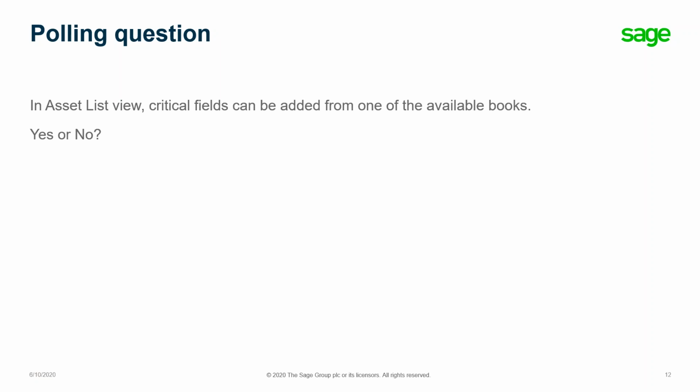Okay, so the correct answer here is yes. So only one book at a time can be shown, but all 5 critical fields plus 7 more fields like year to date or current accum can be added to the view. So when we talk about the critical fields, right, the property type, placed in service date, acquisition value, depreciation method, estimated life, those are the big 5, and those are all able to be added to the view from whichever book you pick.